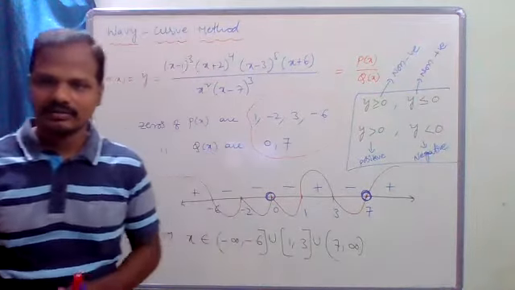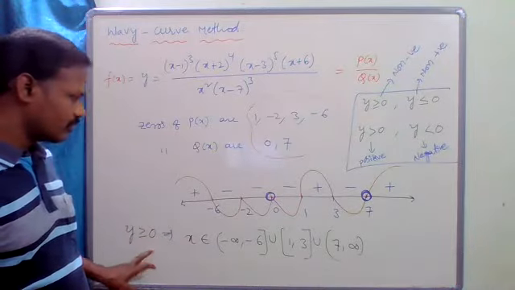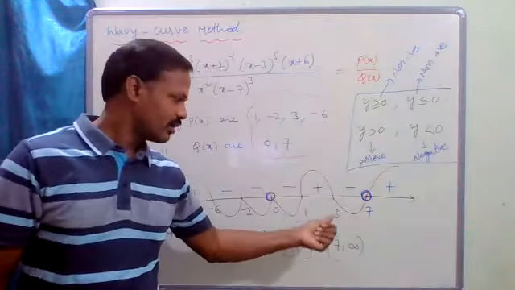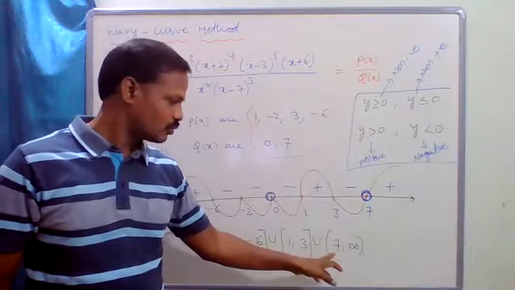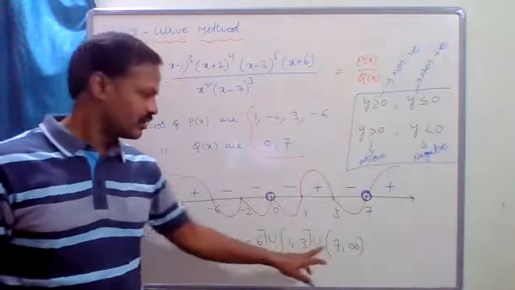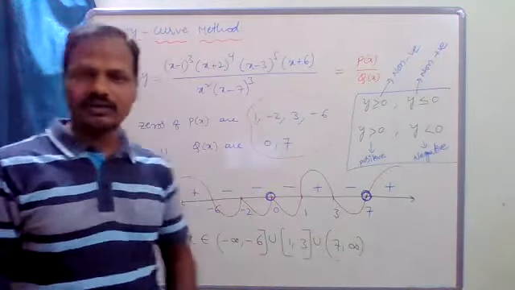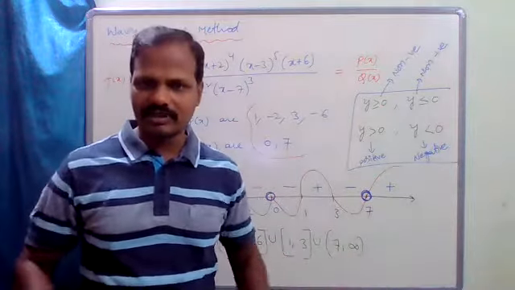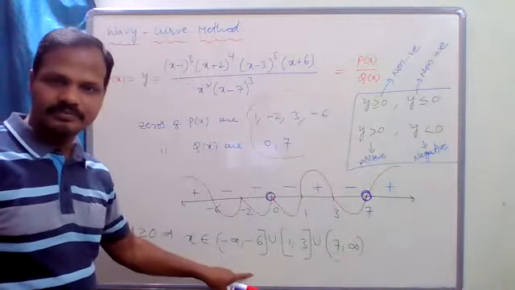Fine, so y greater than or equal to 0. Since 7 is in the denominator, at 7, y tends to infinity, so you should not include this 7 in the result. Suppose it is strictly greater than 0, then every interval is an open interval. There is no closed interval. Is it clear to everybody?